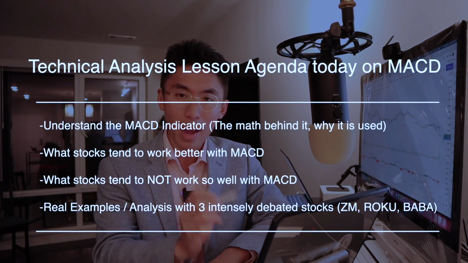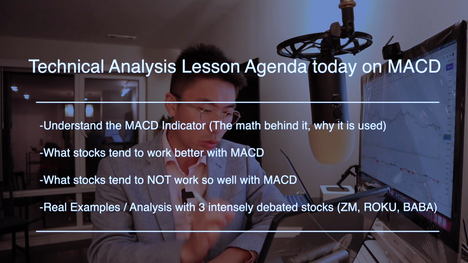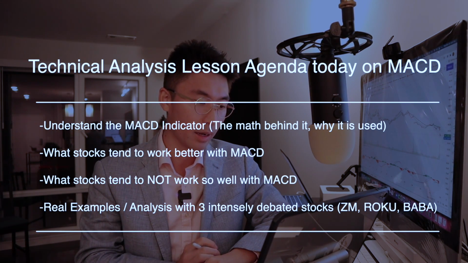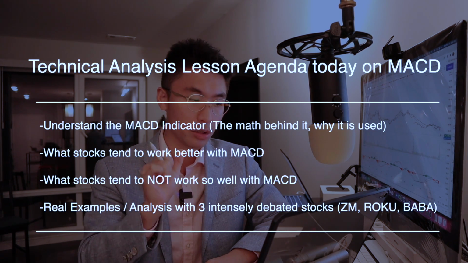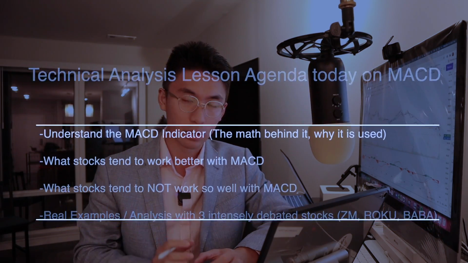Now, I'm going to help you understand this indicator, the math behind it, how it works. Then I'm going to talk about what stocks it usually provides better signals for and what stocks it might not work as well on. So to provide some examples later in the video, I'm going to be applying this indicator on Zoom, Roku, and Alibaba alongside some of my usual tactical commentary. And I will talk about this from a perspective that isn't usually covered on pure play technical analysis channels because I incorporate fundamentals and macro into my research. So you guys ready? Let's do it.